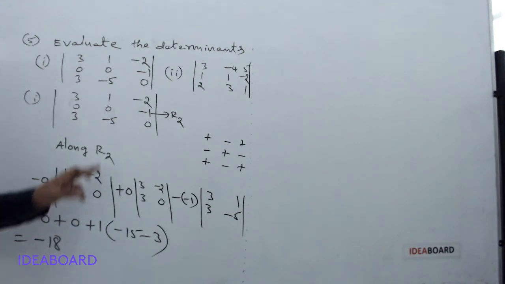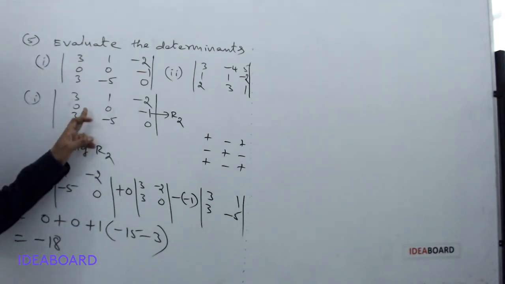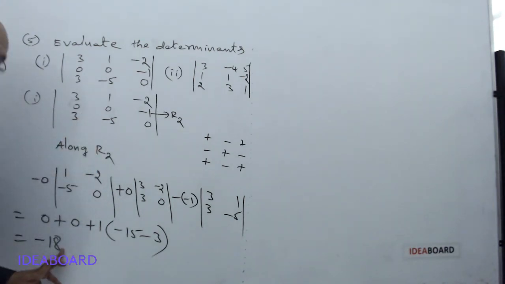We know that the determinant of any square matrix will be associated to a number or an expression. Always we have to get a number. So here we are getting minus 18.